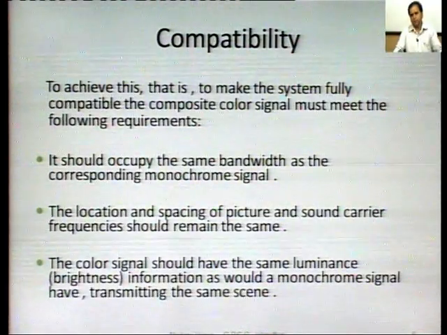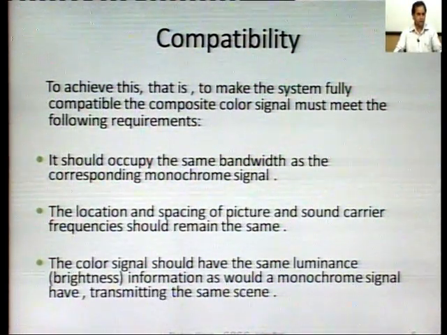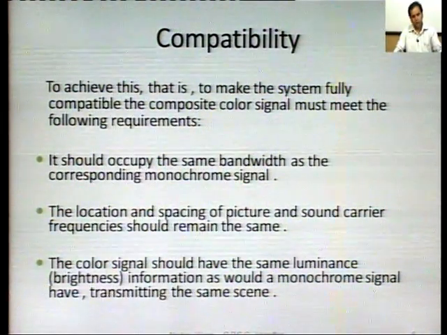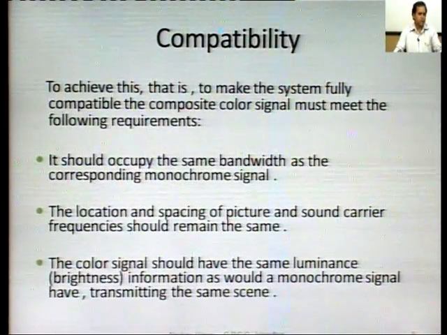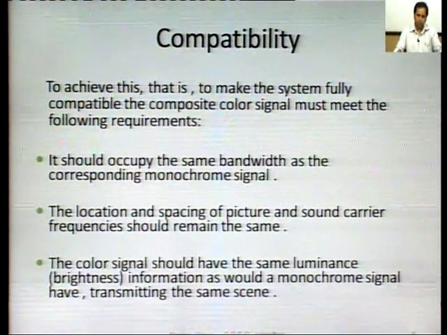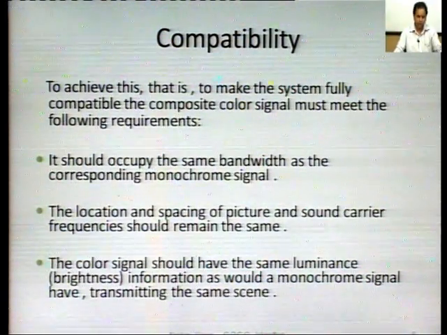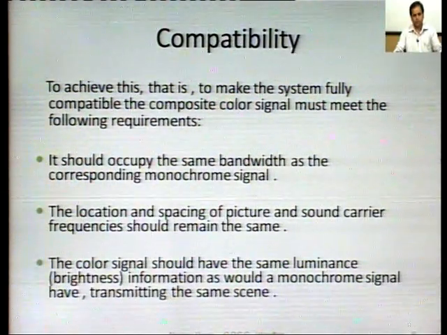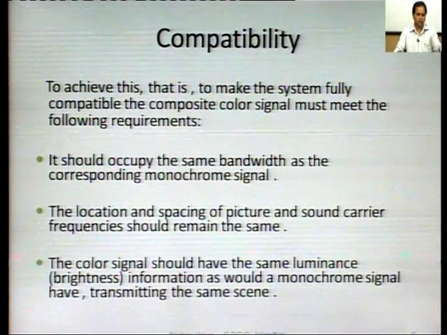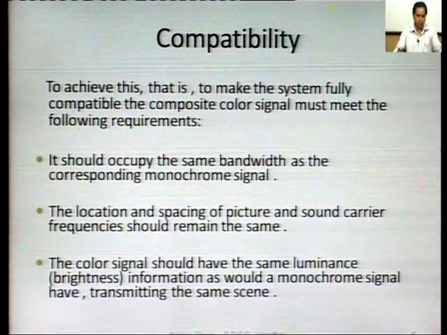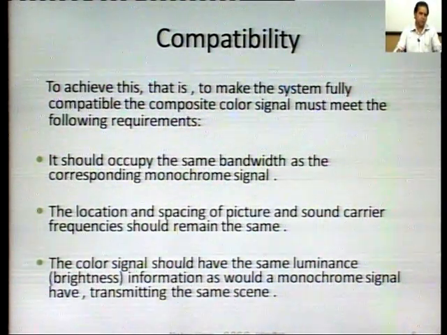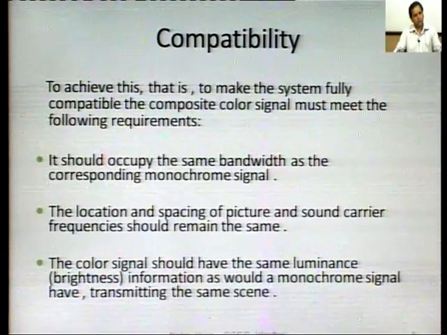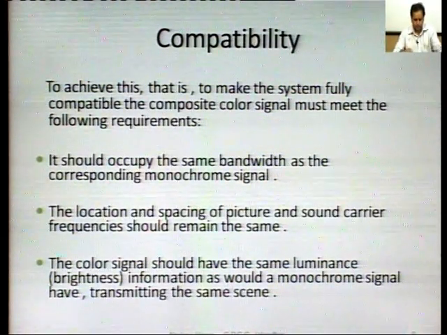The color signal should have the same luminance, that is brightness information, as a monochrome signal would have, transmitting the same scene. The luminance is the equivalent of brightness in monochrome; in monochrome we call it brightness, in color we call it luminance. So, it should remain the same whether it is color or black and white. Compatibility means if it is color TV, the luminance should be equal to the brightness of monochrome TV, when the scene being transmitted is the same.